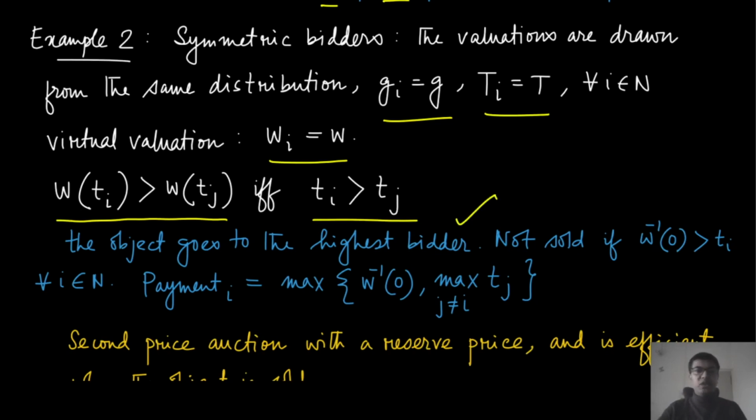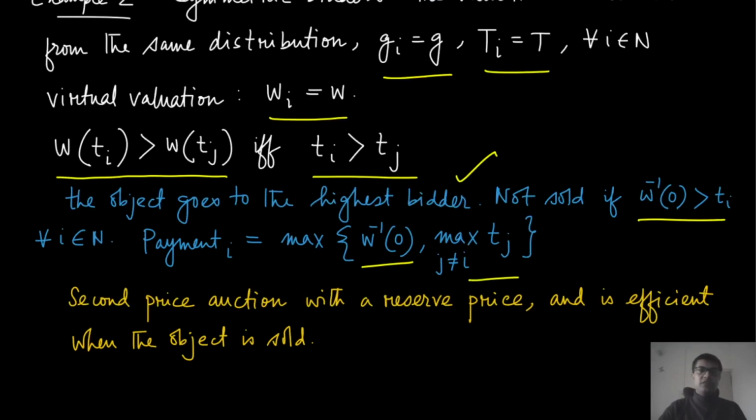The bidder who has the highest virtual valuation is the same as the highest bidder, and the object is not sold if the type that it has does not make this virtual valuation greater than 0. The payment will again be the maximum of this W inverse of 0 and the maximum valuation of all the other players.